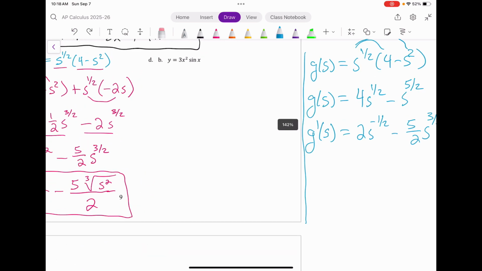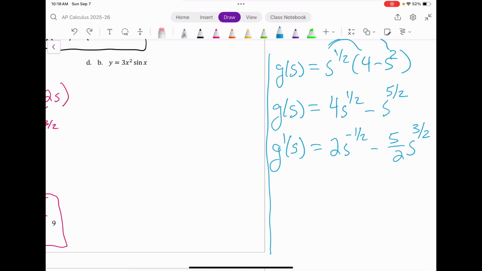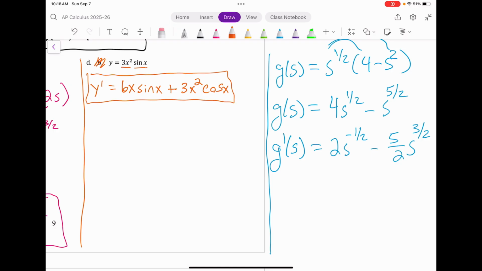Okay, let's jump to this part here. Okay, part D. This is a typo. Okay, so we're gonna apply the product rule here because we can see it as 3x squared times sine x. Okay, so the derivative would equal, okay, the derivative of 3x squared is 6x times sine x plus 3x squared times the derivative of sine x is cosine x. And that's it. We can't do anything with that, so that is our derivative.